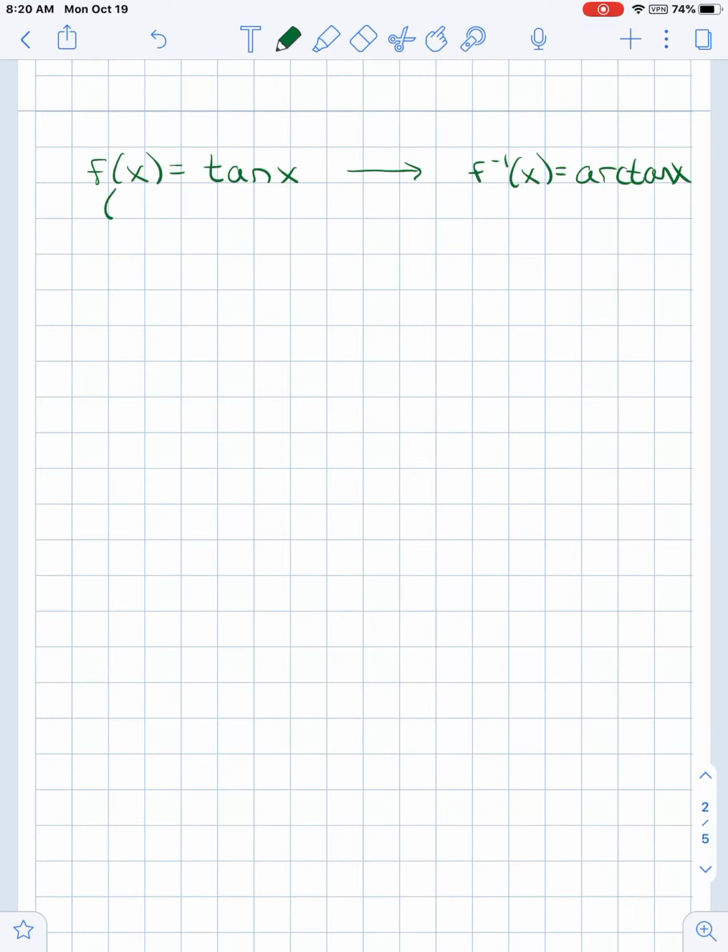Let's choose, let's say pi over 4, because I know that the tangent of pi over 4 is something pretty easy. Tangent of pi over 4 is 1. And the arctangent of 1 is pi over 4. All right, let's do the math. If we find the derivative of tangent x, that's secant squared x.